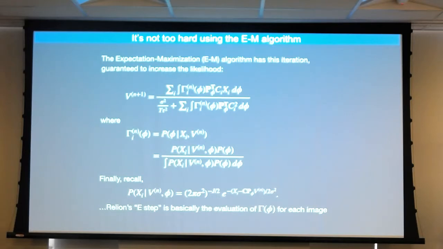Okay, so here's how gamma is gotten. Gamma is gotten by these probabilities. This is the probability that we know how to compute, and that's how we compute it. And so when RELION is sitting there, you see that it's spending 90% of its time doing the so-called E-step, and the E-step is just the evaluation of this gamma function, which is the probability, for a given image, of the distribution of projection angles.